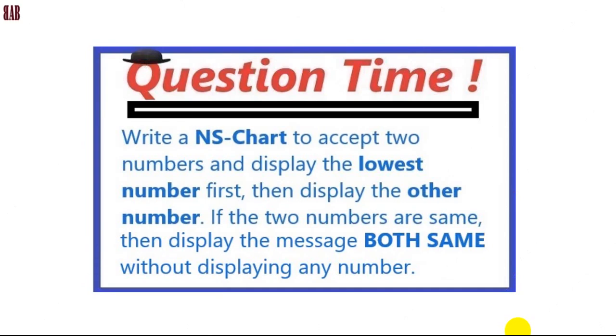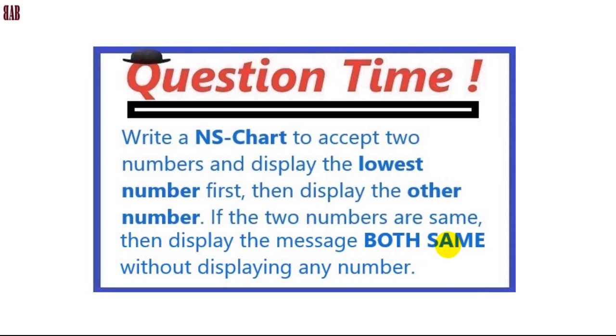Okay, here's another NS chart. This time, what we are doing is the same as the previous one, but if the numbers are the same, we are not going to display nothing. Instead, we are going to give the words both same. In the previous exercise, if the two numbers are the same, we are not printing anything.